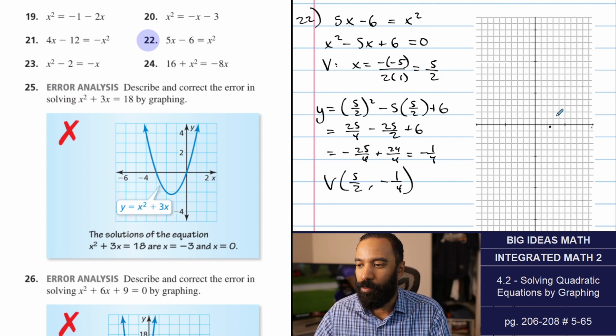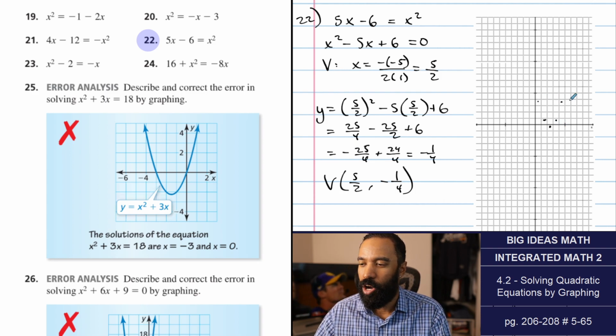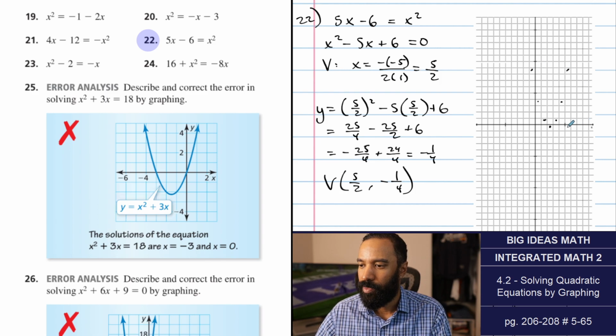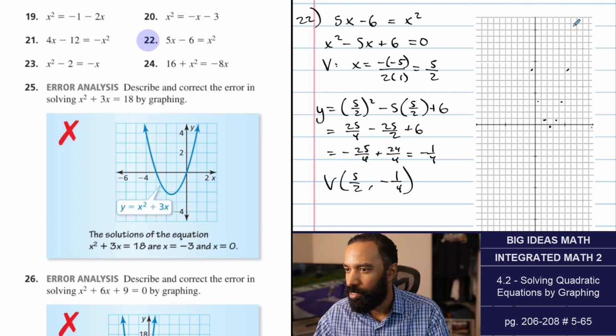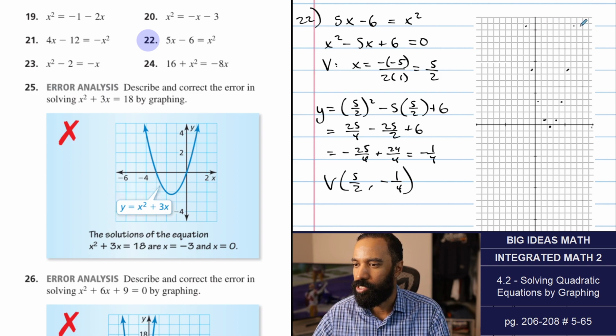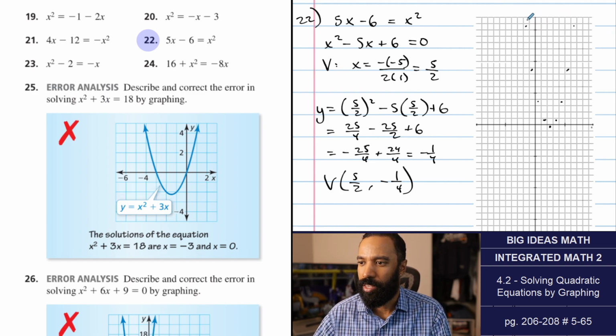When we go over 1, we'll go up 1. Over 2, up 4. So it does hit somewhere. Over 3, up 9. And over 4, up 16. Kind of weirdish points to hit, but they do count. Okay, this graph will be black.